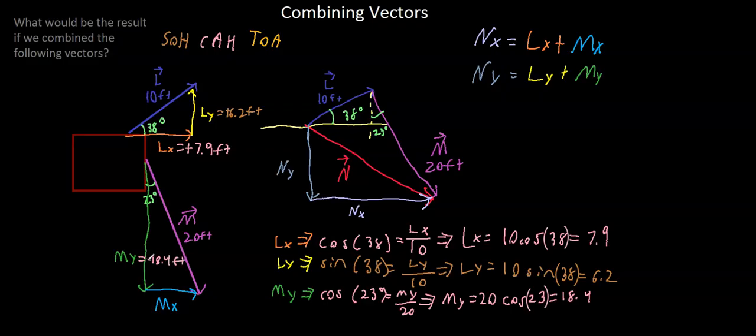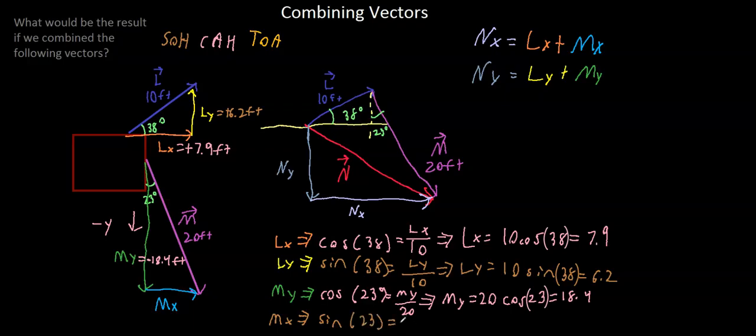And the reason why I moved it over to the side was so I could put a negative here, since it's going downwards. Downward is a negative y component. And of course, we've got to find our last component, which was M of x. Well, M of x is the opposite to our angle, and we know the hypotenuse, so we'll say sine of angle 23.